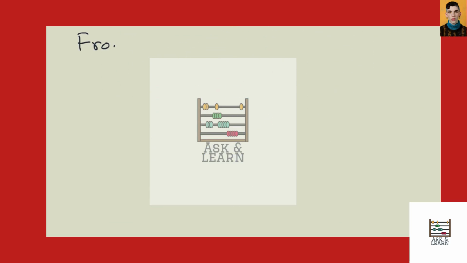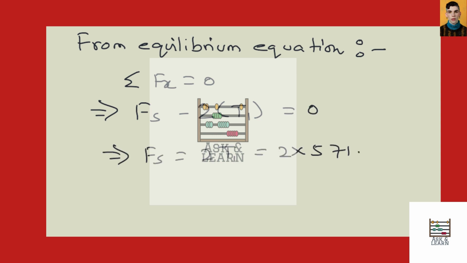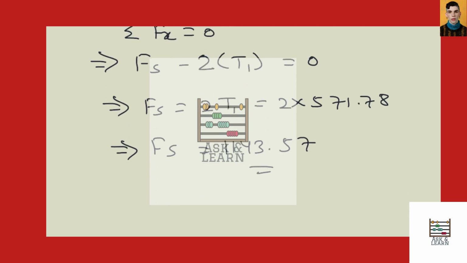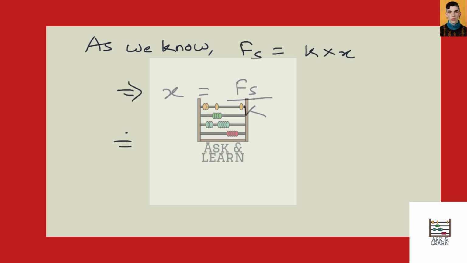On going further, we can write from equilibrium equation summation of Fx is equal to 0 or Fs minus 2T1 is equal to 0 or Fs is equal to 2T1 is equal to 2 into 571.78. So on calculating we get Fs is equal to 1143.57. As we know, Fs is equal to K into X or X is equal to Fs by K.